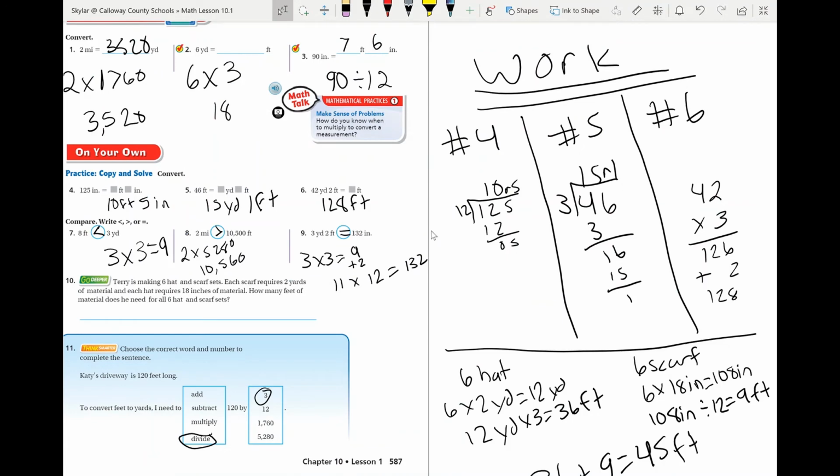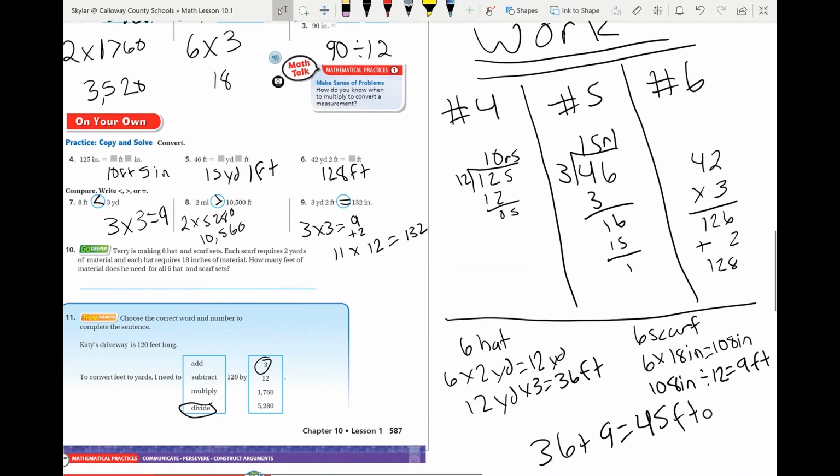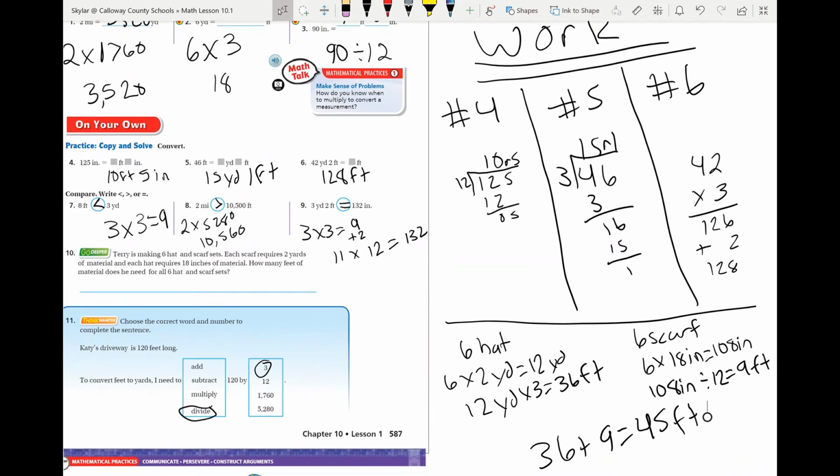All right, and we are back. So, let's check and see how you did. I have all of my work over here on the right in case something doesn't make sense, you're not sure how I got something. So for number 4, you should have got 10 feet and 5 inches. And since inches are smaller than feet, we know we have to divide by 12 because there's 12 inches in a foot.